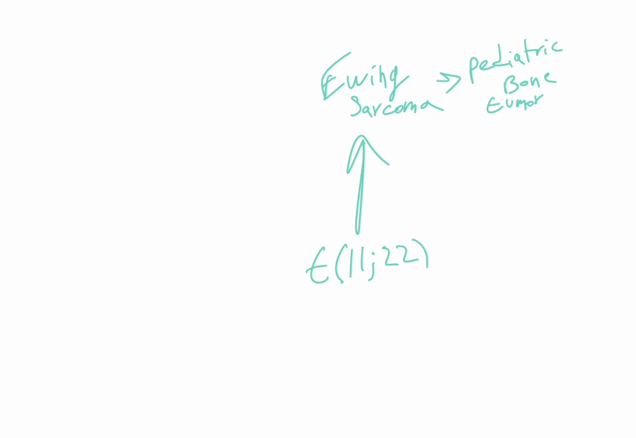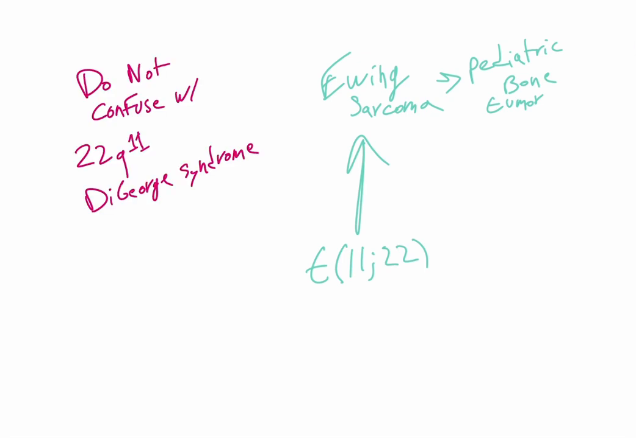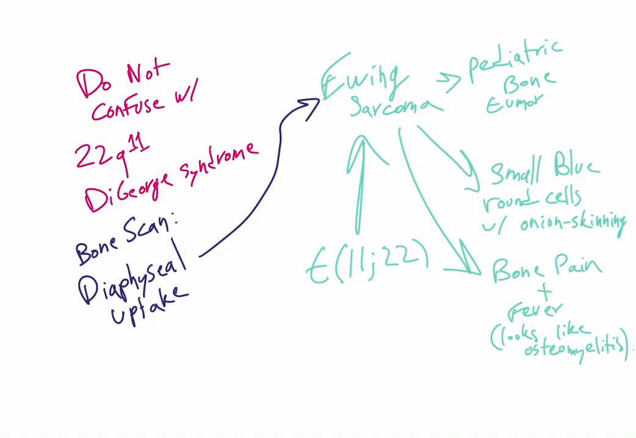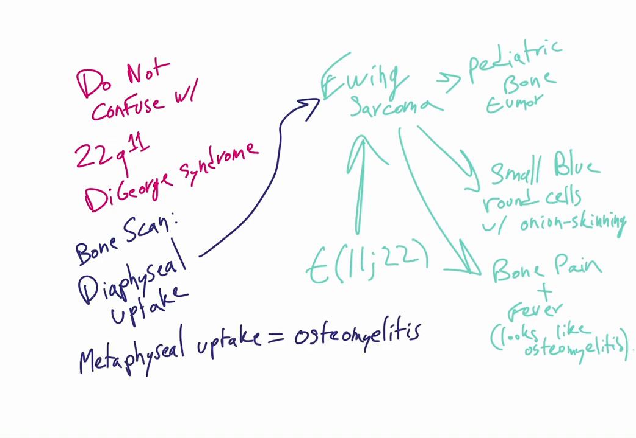Do not confuse this with 22q11 deletion of DiGeorge syndrome. Ewing sarcoma presents as small blue round cells with onion skinning on histo. The clinical picture may include bone pain, fever, mimicking osteomyelitis. Now, to differentiate between the two, please note that diaphyseal uptake on bone scan is Ewing sarcoma, as opposed to metaphyseal uptake on bone scan is osteomyelitis.